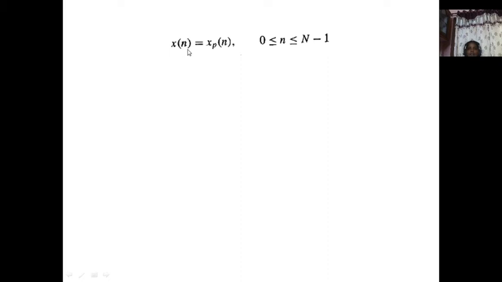Then x of n equal to xp of n for the interval 0 to N minus 1. The periodic signal is going to be truncated and it will appear as x of n. So x of n equal to xp of n over the interval 0 to N minus 1, and 0 elsewhere. So xp of n exists over this interval as x of n.